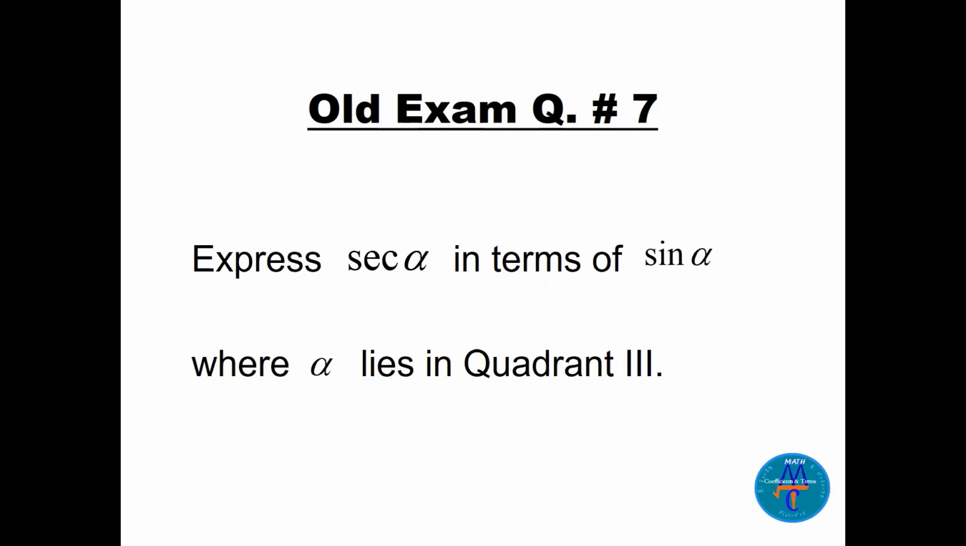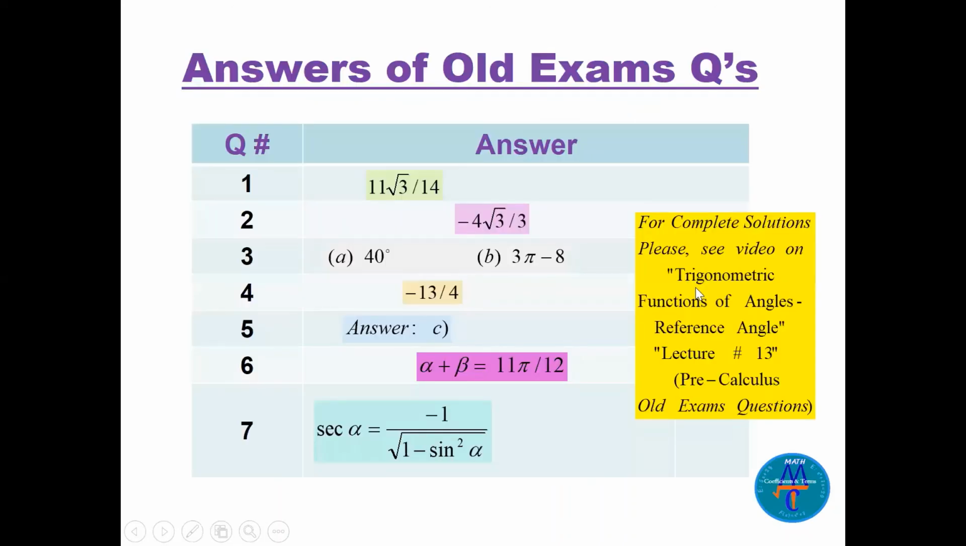Express secant alpha in terms of sine alpha, where alpha lies in quadrant 3. This is similar to the last example we did. So you have to find a formula for secant alpha equal to something in terms of sine only, with some other numbers. Now, these are the answers of the 7 questions. See the last one here, secant of alpha. It will be minus 1 over the square root of 1 minus sine squared of alpha. Now you have to know how to find that.